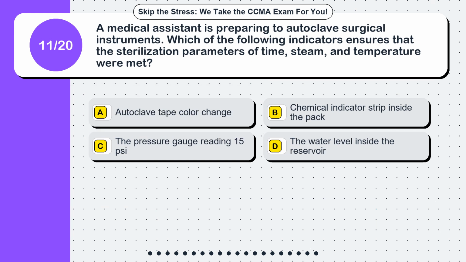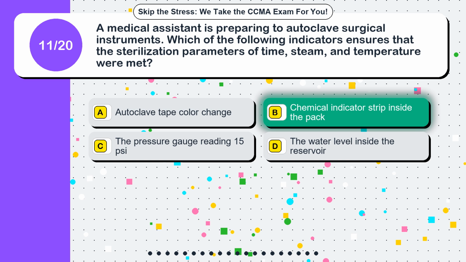Question 11. A medical assistant is preparing to autoclave surgical instruments. Which of the following indicators ensures that the sterilization parameters of time, steam, and temperature were met? Option A, autoclave tape color change. Option B, chemical indicator strip inside the pack. Option C, the pressure gauge reading 15 psi. Option D, the water level inside the reservoir. The correct answer is option B, chemical indicator strip inside the pack.